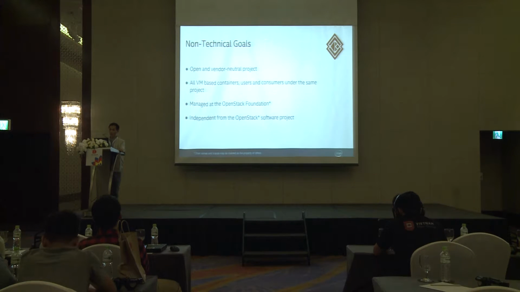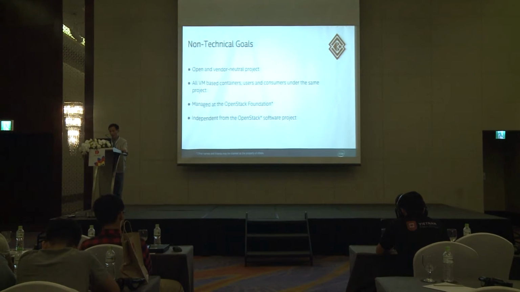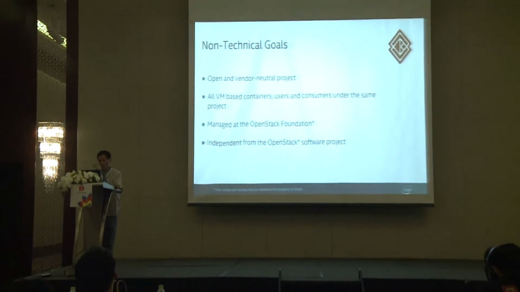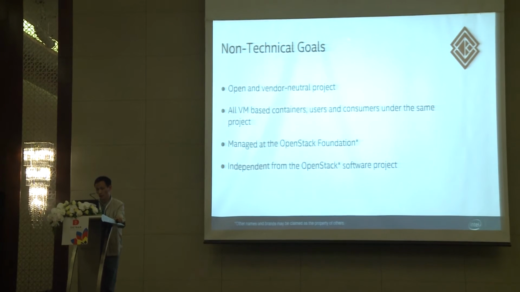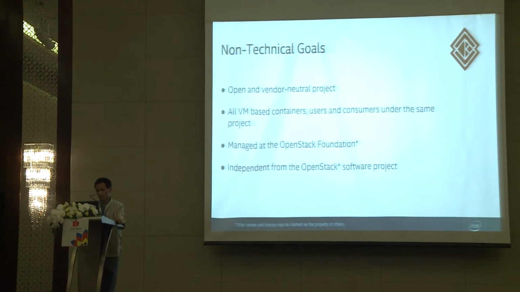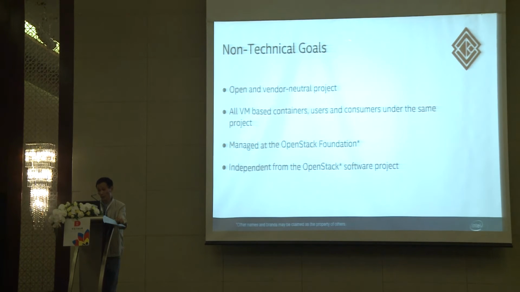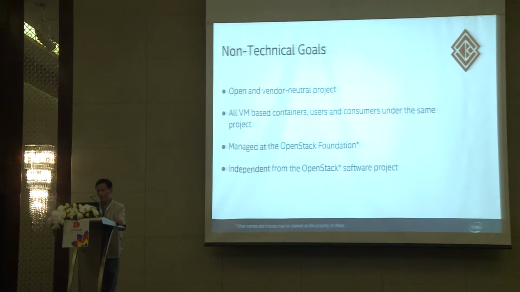Some of the non-technical goals of Kata container: Kata container aims to provide an open, vendor-neutral project, which is managed under the OpenStack Foundation, but it is an independent project from OpenStack. So to be very clear, both the Kata container and the OpenStack project are managed by the OpenStack Foundation. Right?